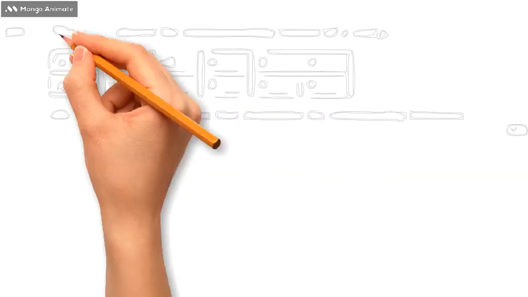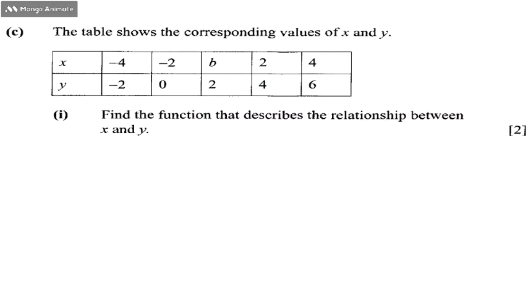Okay, question 3c is as follows. The table shows the corresponding values of x and y. So we can see x there and y there. What you need to do is study the table and take note of the differences that you can see, and then go to the actual questions. Question 3c1 is as follows.